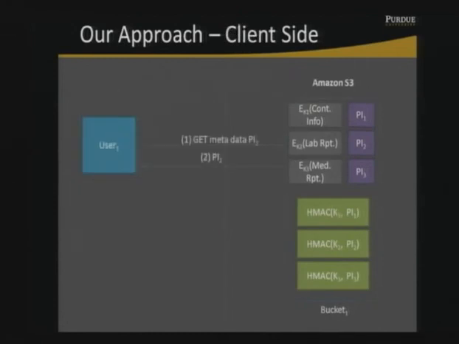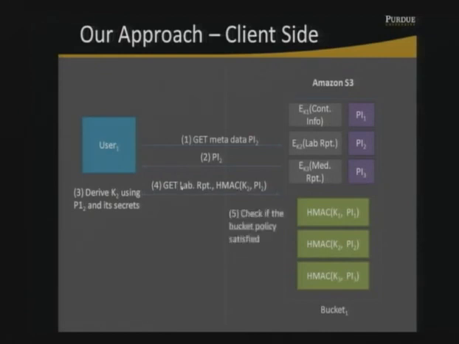The user is initially allowed to download only the metadata. Using the metadata and the key derivation algorithm of the attribute-based group key management scheme, it generates the actual key, and then it submits the hash value. Then we check against the bucket policy. Only if it satisfies the bucket policy, it sends the encrypted document to the encryption client, which decrypts it and shows it to the user.